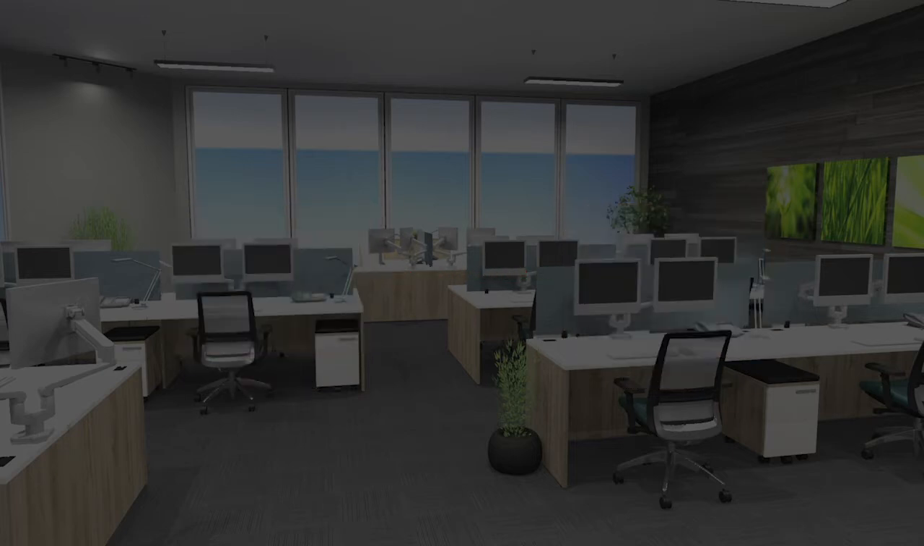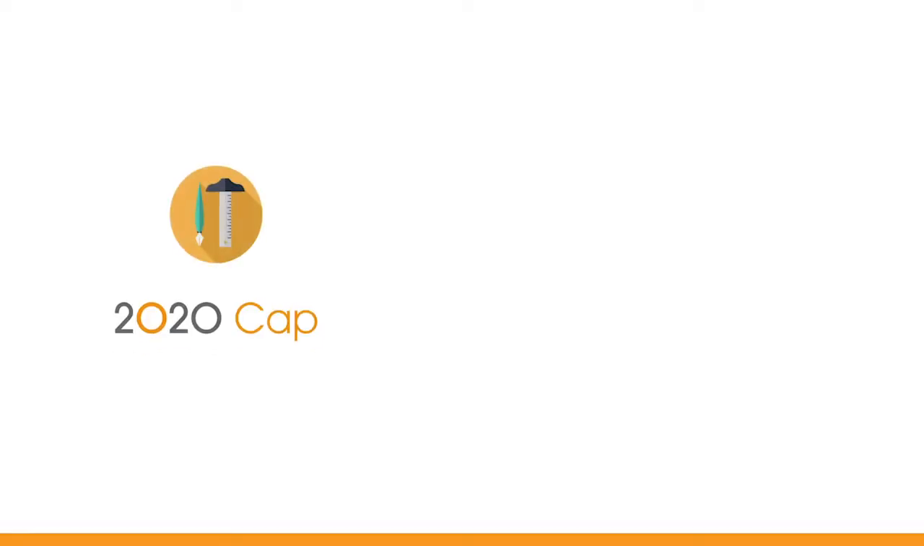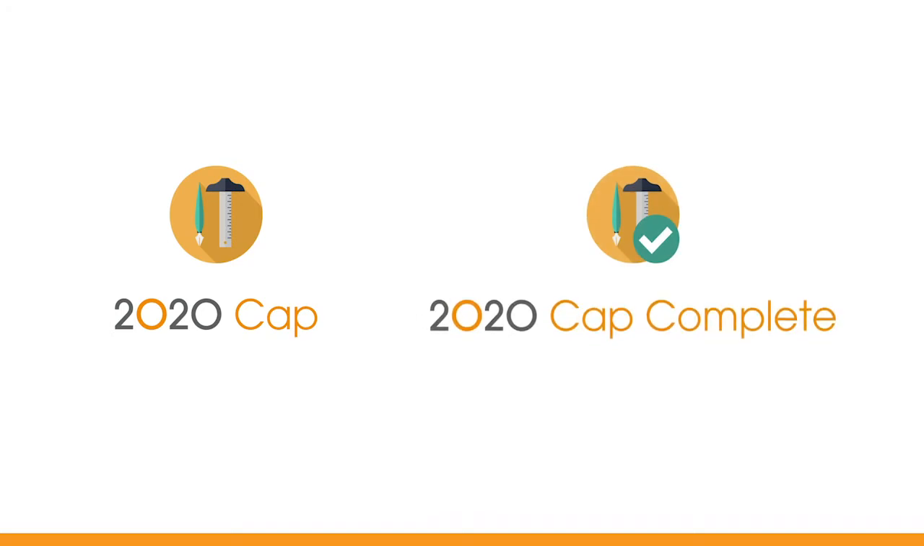If you are using version 2019.2 or later of the software, the Help menu now includes an option that will allow you to initiate a remote support session. This feature provides the customer success specialist with temporary access to your PC. The steps to access remote support in 2020 CAP and 2020 CAP Complete are nearly identical.